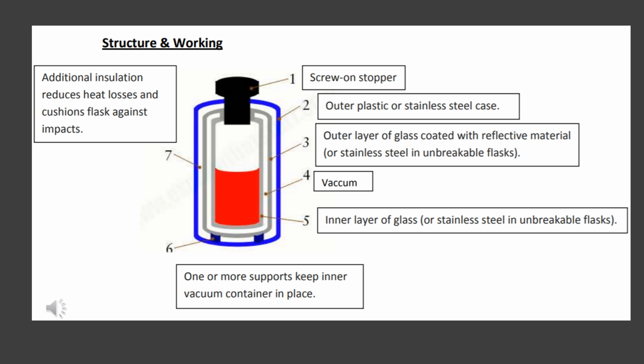Sixth one, one or more supports keep the vacuum container in place. So you have this inner container also attached to the outermost body so that it doesn't move. All these layers are fixed. They don't keep on moving inside or dangling inside. And seventh one, additional insulation reduces heat losses and cushions flask against impact.